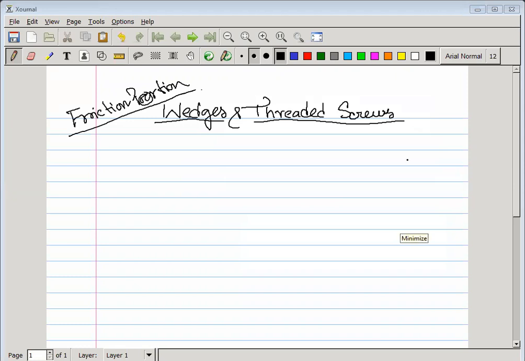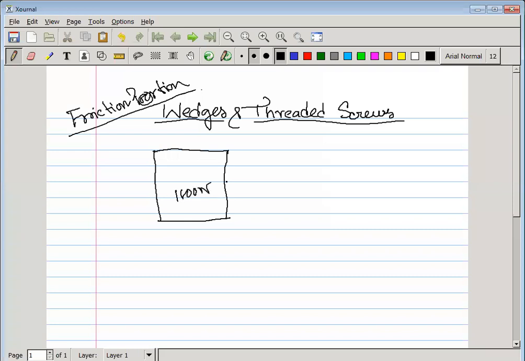So first of all, we have to understand what the function of a wedge is. Wedges are used to make a very small adjustment in height only, for any heavy object. Suppose there is a very big object, for example 1000 Newton, and you have to move this in the upward direction a little bit.